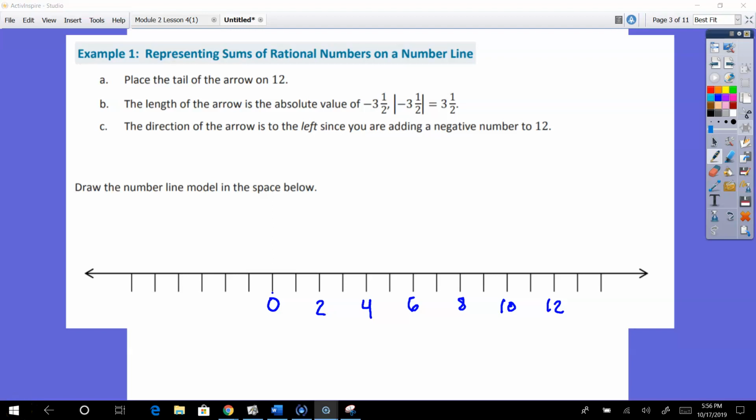So step 1 says place the tail of the arrow on 12. So here's the tail of the arrow. The length of the arrow is the absolute value of -3.5. So the absolute value of -3.5 is equal to 3.5. And so it's going to be 3.5 units long. So 1, 2, 3, and then we go a half, which puts us at 8.5. Sorry, step 3 is the direction of the arrow is left since you are adding a negative number to 12.